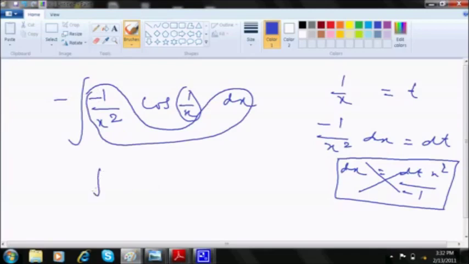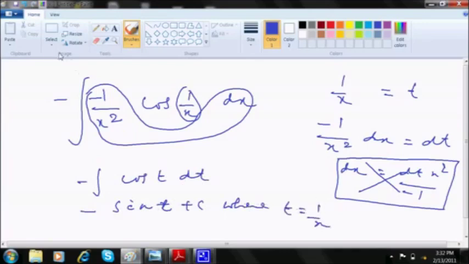I'm transferring the question. This is cos t dt. There is a minus sign outside. Integration of cos is sine t plus c. You can simply write where t is 1 by x.